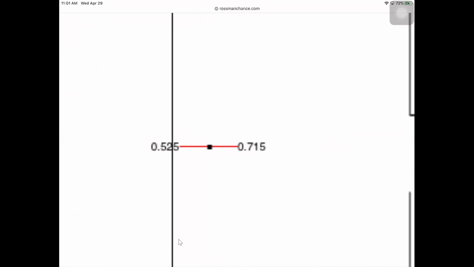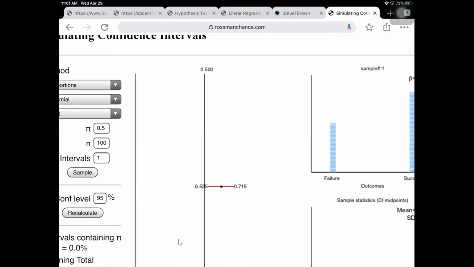The reason it gave me red instead of green is that the interval goes from 0.525 to 0.715, so 0.5 doesn't fall in between those two numbers. That's why it's red. So let's do another one.